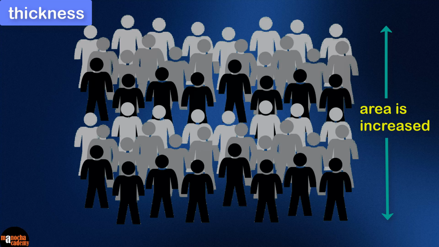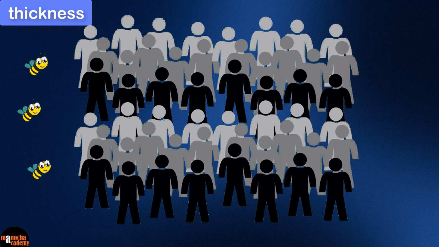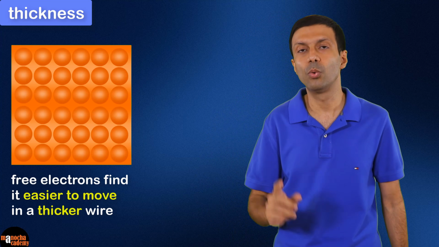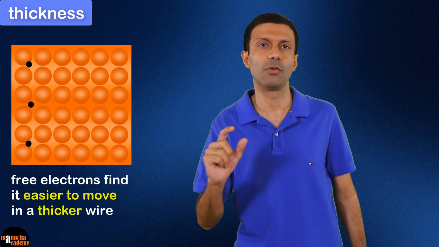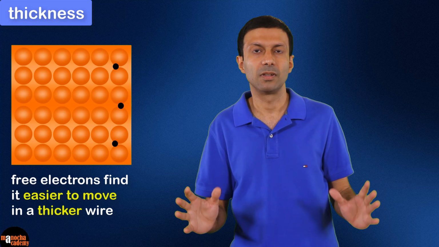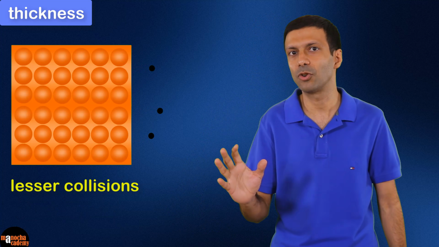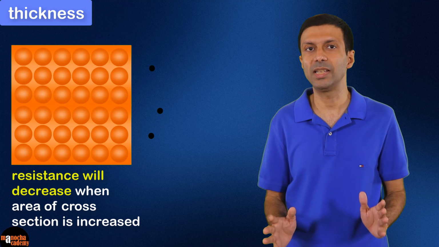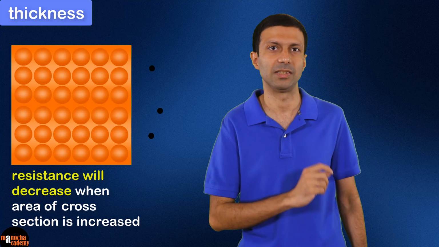The number of people have increased. But note that the number of gaps between the people has also increased. So the bees will have more gaps to go through and they'll find it easier to reach the end of the wider corridor. Similarly, the free electrons will find it easier to go through a thicker wire with a larger area of cross-section compared to a thinner wire. Because there's more space, there'll be lesser collisions between the free electrons and the copper ions in the wire. So the resistance of the wire will decrease when the area of cross-section is increased.